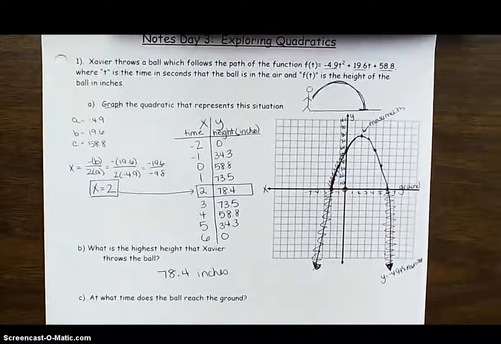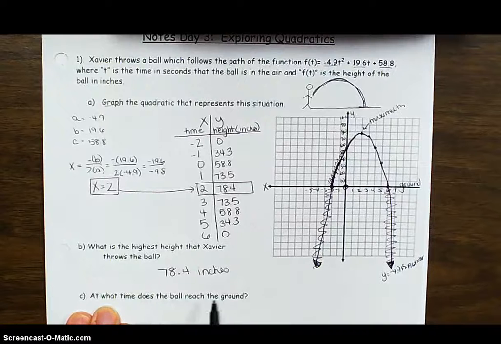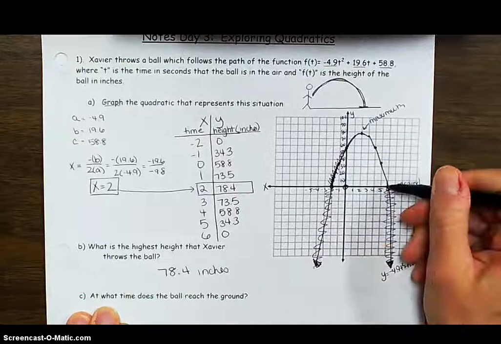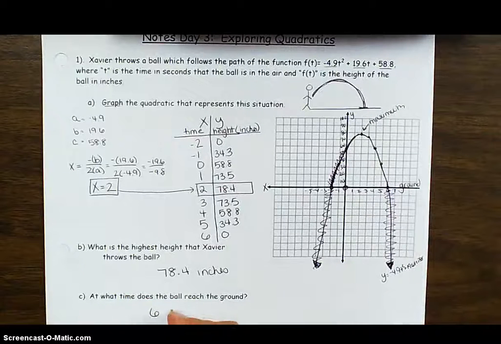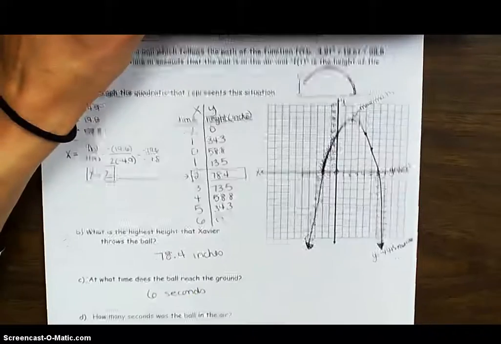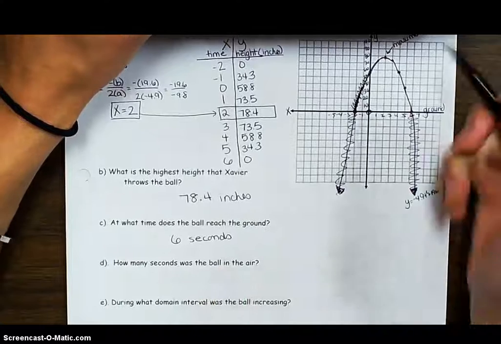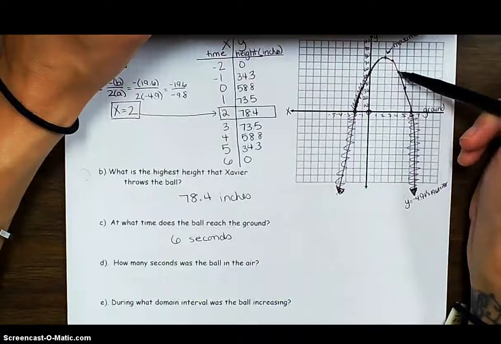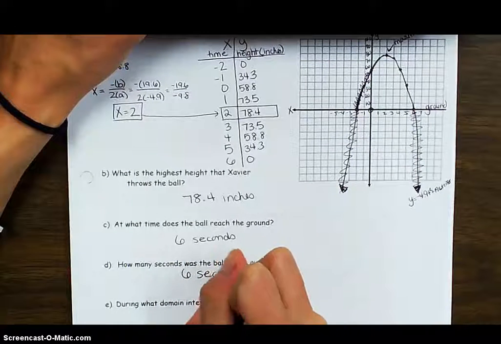Okay, now let's take a look at question C. At what time does the ball reach the ground? So remember, time, that's our x-axis. So what time did the ball hit the ground? It hit the ground at 6 seconds. Which means, part D, how many seconds was the ball actually in the air? Well, from time 0, time 1 second, 2 seconds, 3 seconds, 4 seconds, 5 seconds, it was in the air for 6 seconds.